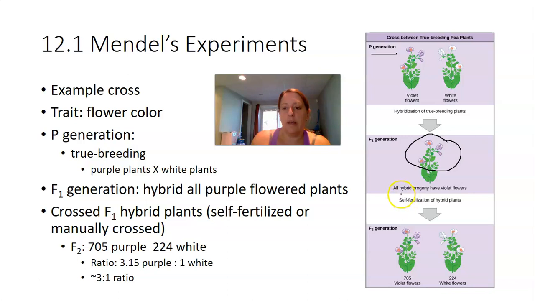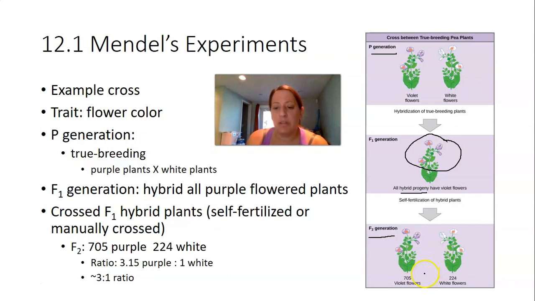These are called the hybrid progeny. That term progeny just means offspring. All of them have purple flowers. Again, that's the F1 generation. Now here's the key part. He took members of the F1 generation and he then crossed them or allowed them to self-fertilize. Either one is going to give you the same results. And what he ended up with is called the F2 generation. So the generation after the F1, after you allow them to mate.